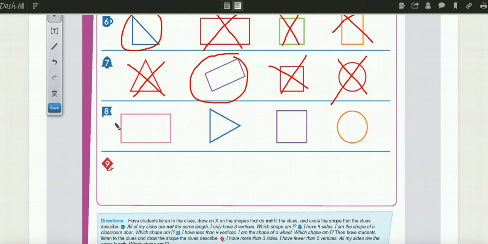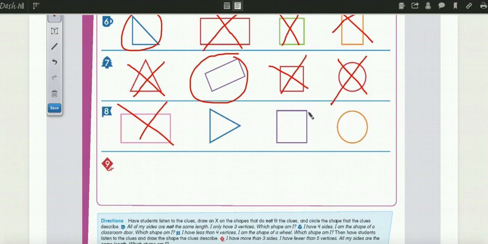Okay, number 8. I have less than 4 vertices. I am the shape of a wheel. Which shape am I? Does this have less than 4 vertices? No. Does this have less than 4 vertices? Yes, because it only has 3.